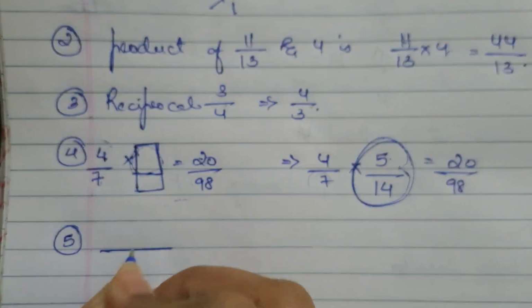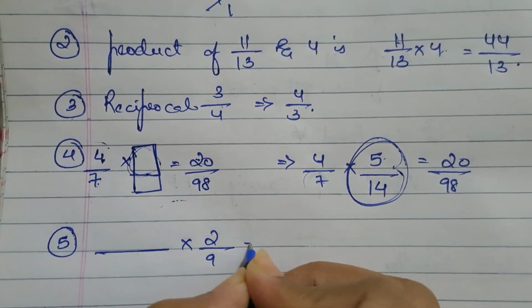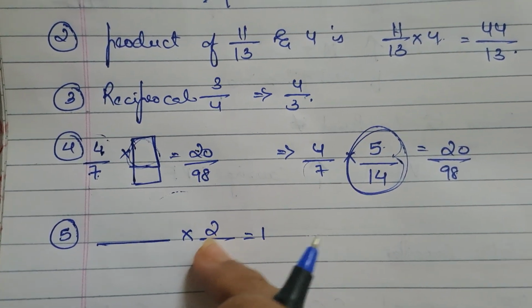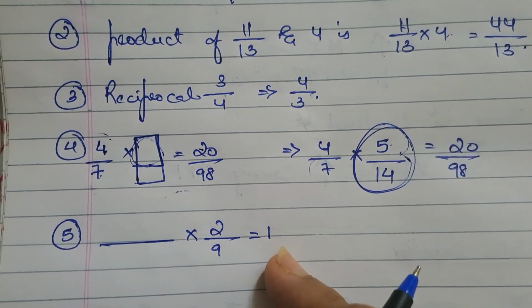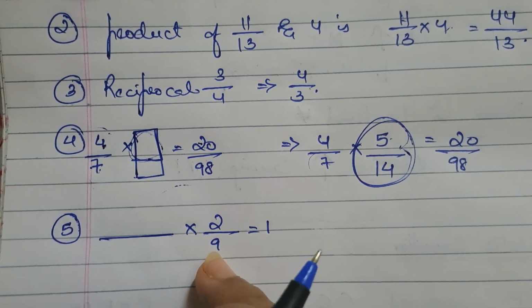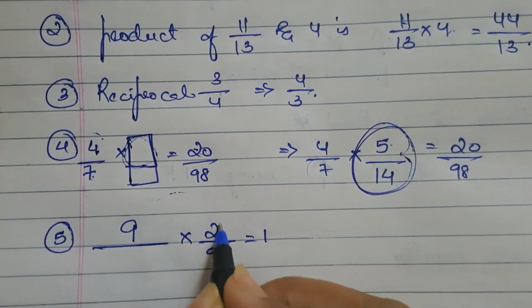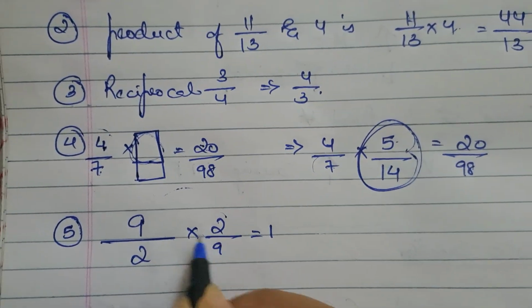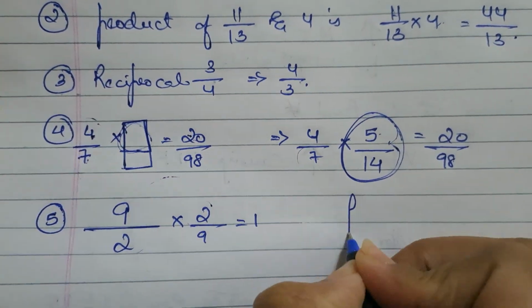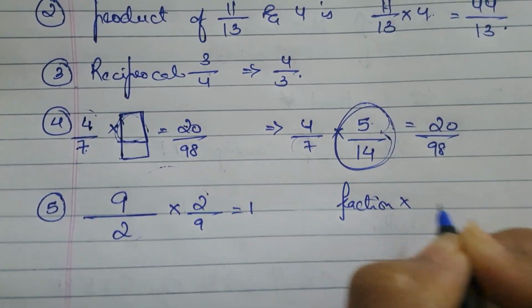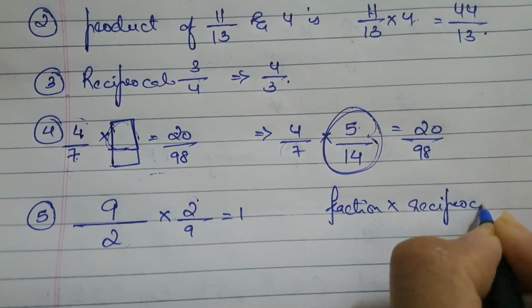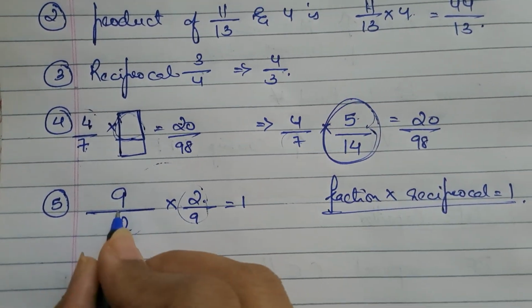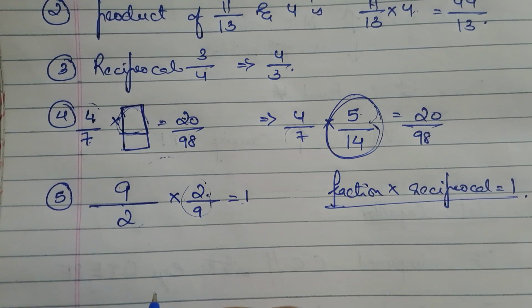Then moving ahead, we have the fifth question. It says fill up the blank given times 2 by 9 is equal to 1. Now that means when I multiply something with this, everything is getting cancelled and I'm getting a 1. So to cancel 9 in the denominator, there should be a 9 in the numerator. To cancel 2, because it is in the numerator, there should be another 2 in the denominator. So this is the fraction. So when you multiply a fraction and its reciprocal, the answer is going to be 1. Understand? Fraction and its reciprocal, when you multiply, the answer is going to be 1 is what we understand.